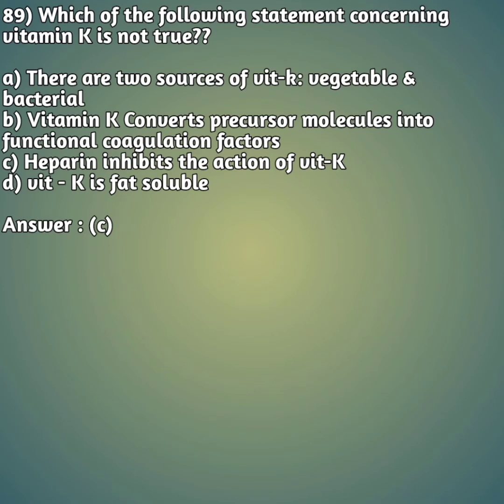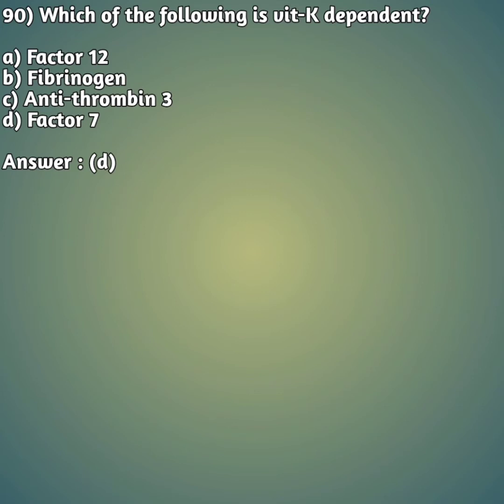Moving on to our 90th question. Which of the following is vitamin K dependent? Option A factor 12, option B fibrinogen, option C antithrombin 3, and option D factor 7. So the vitamin K dependent factor is option D, that is factor number 7.